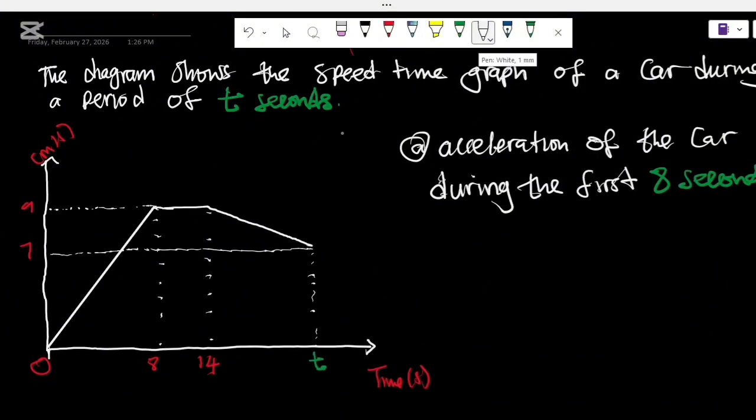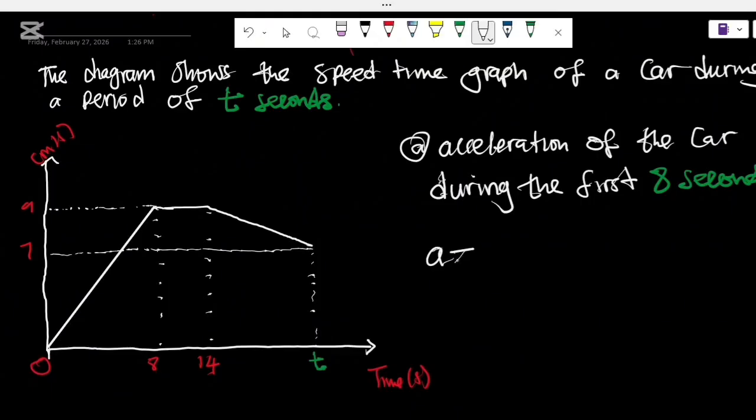The diagram shows the speed time graph of a car during a period of t seconds. So look at the diagram and see what you can identify. The first question that we are having is find the acceleration of the car during the first 8 seconds.